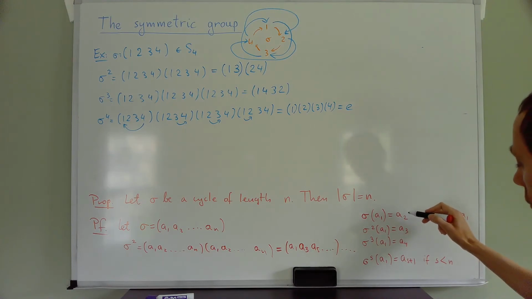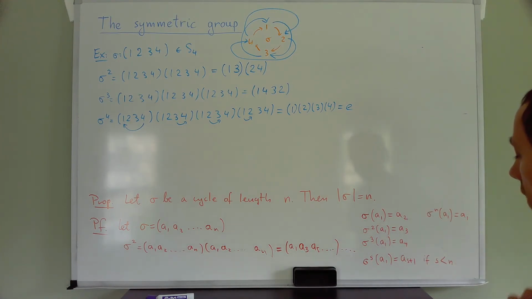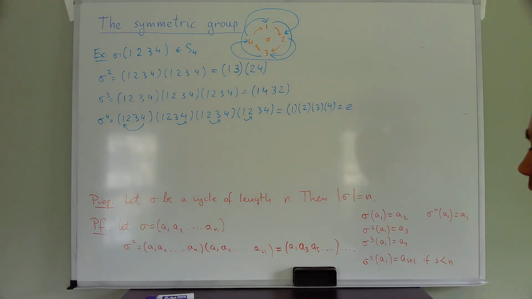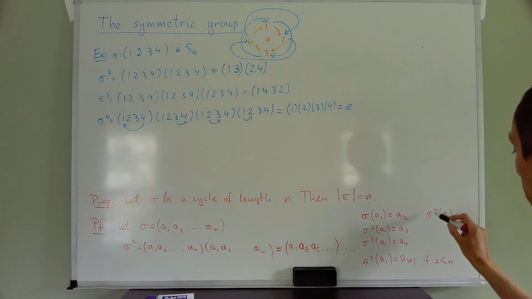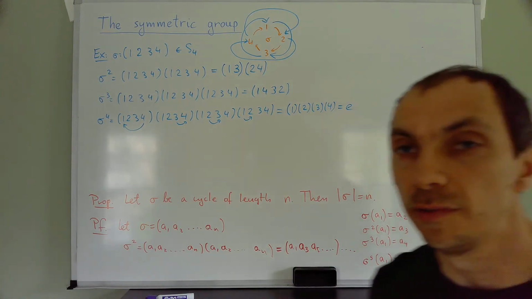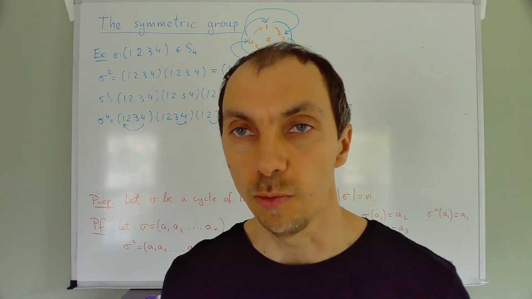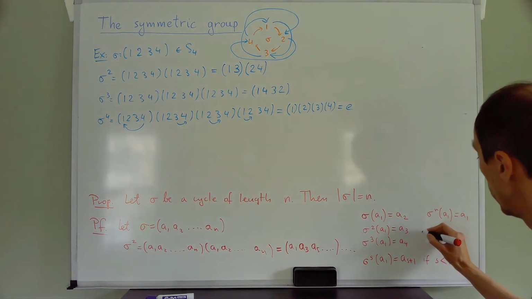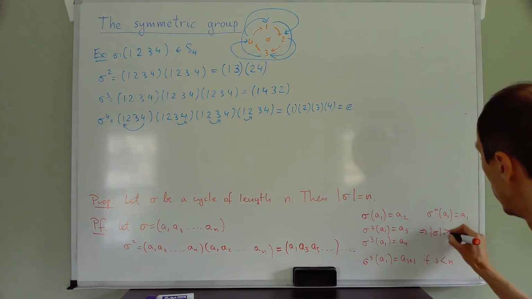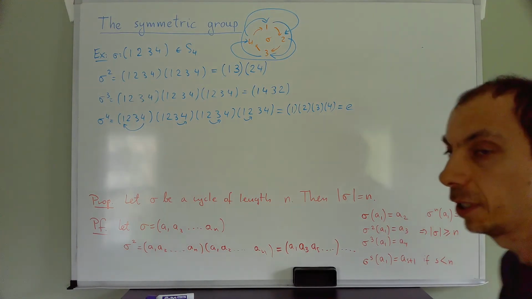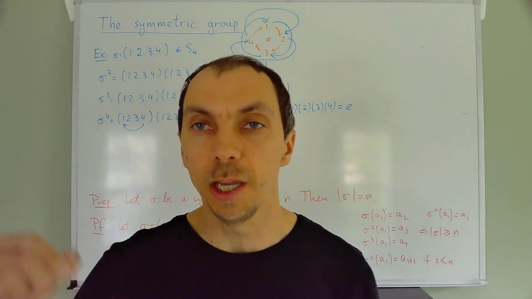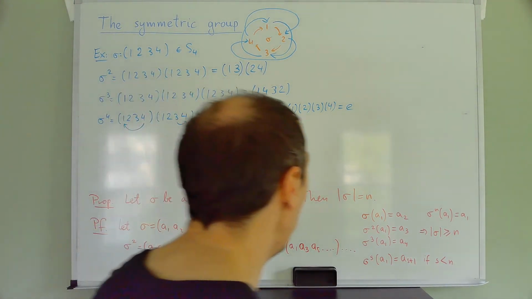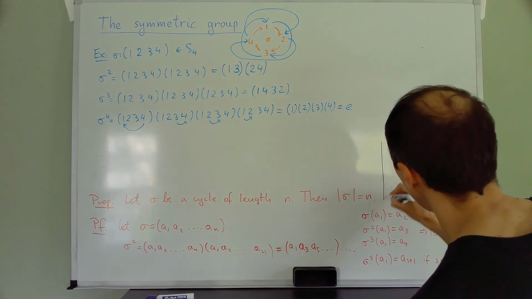Because all these elements are distinct, that means neither sigma, nor sigma squared, nor sigma cubed is the identity. You actually have to go to sigma to the n to eventually send a1 back to a1. So this already shows you that the order of sigma is at least n, because you needed n steps to map a1 back to a1. But why did I choose a1? Because that's sort of the easiest thing to see what happens to.